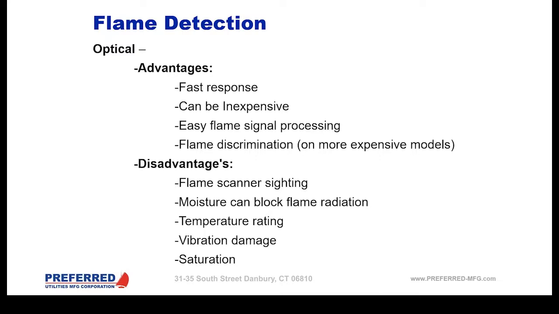It's very easy flame signal processing because we're actually putting a DC voltage on that cell, and then we're looking for that change in resistance. And that is very easy to process. And you can do really good flame discrimination on it, but it usually requires a bit more signal processing, okay?